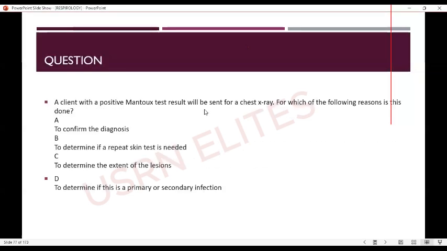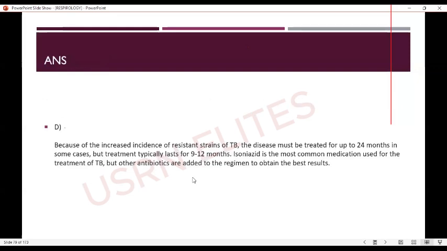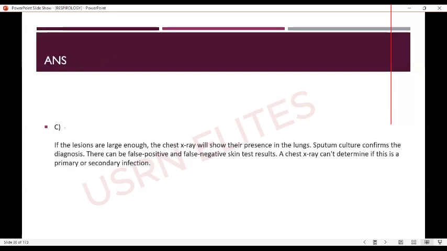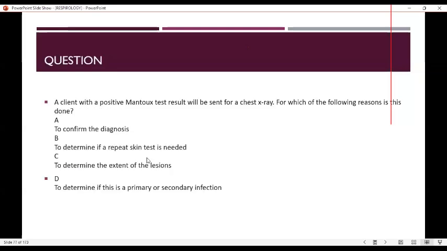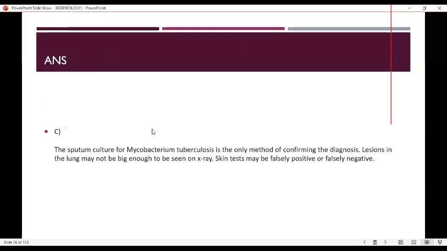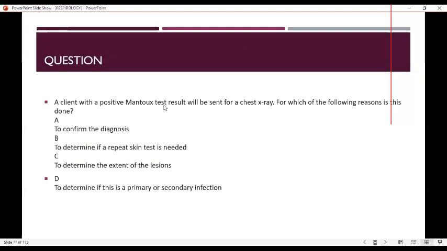So this question, a patient with a positive Mantoux test will be sent for a chest X-ray. But which of the following is the reason why you're doing the chest X-ray? Now the answer is this. The answer is C. Okay, let's go back. The answer is C, not A. I showed you this right now. The only way we confirm properly is the sputum, please. Okay, so the answer is C.